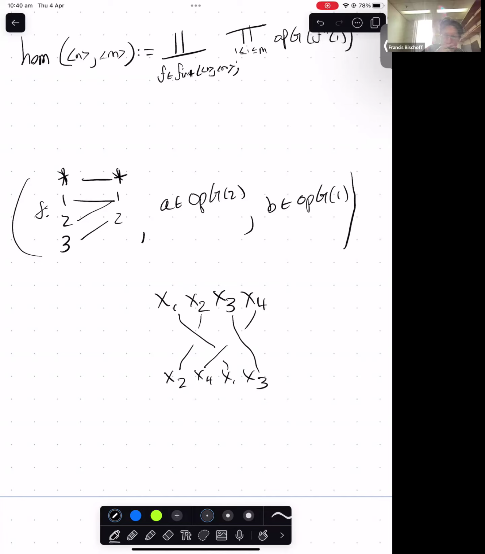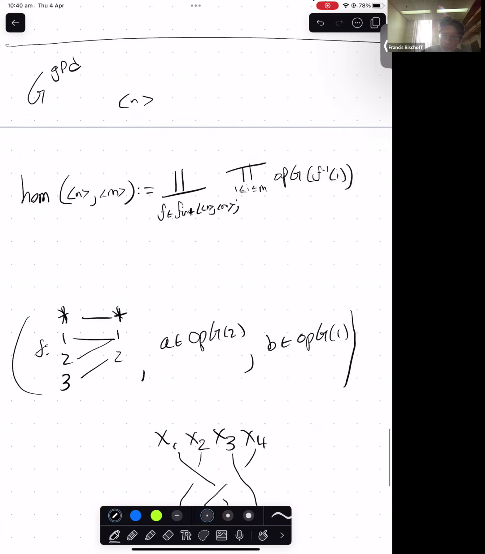So when you look at F inverse of I, you're just looking at it as a set with a certain amount of elements. You're just looking at the cardinality. There should be lines there. Thank you.